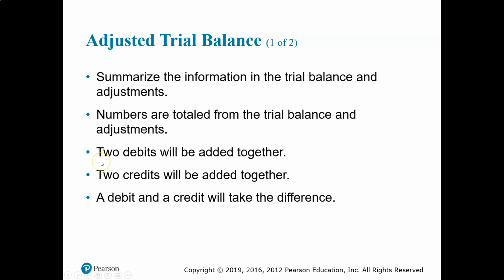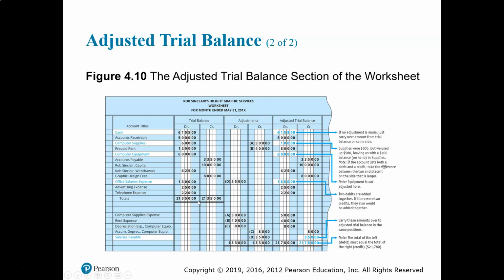Okay, so if you have two debits, like a debit on your trial balance and a debit on your adjustment journal entries, they'll be added together. If you have two credits, they will be added together and become a larger credit. If you have a debit and a credit, you will take the difference. Like cash, your first line here, you got your debit and there's no adjustments, so you just bring that balance over. Accounts receivable the same.